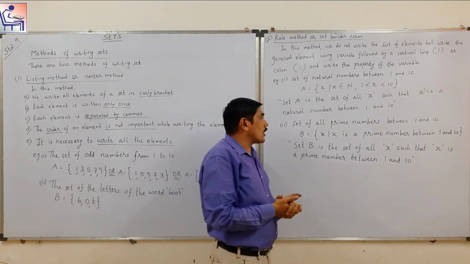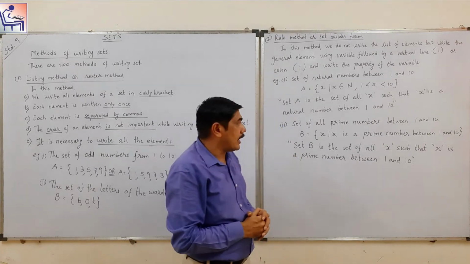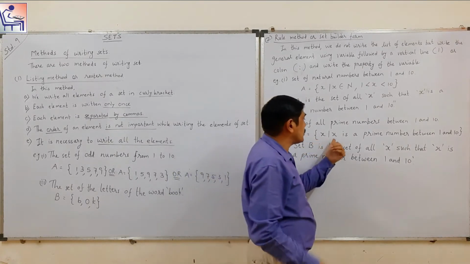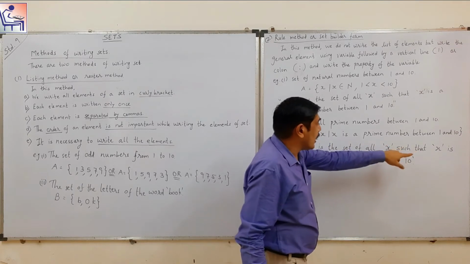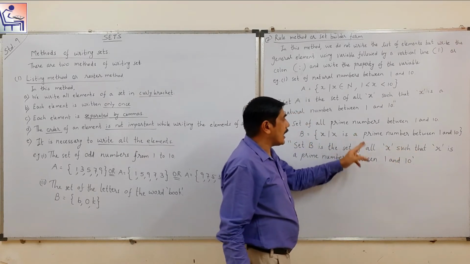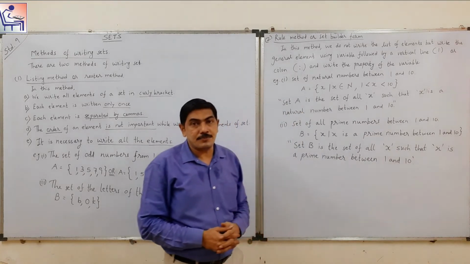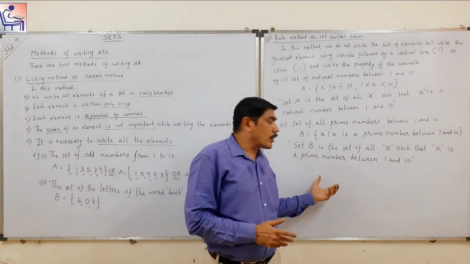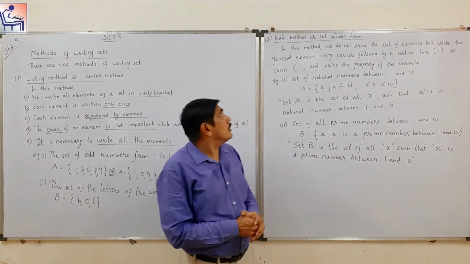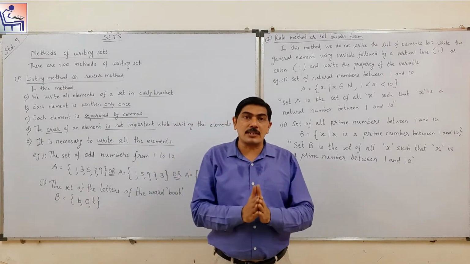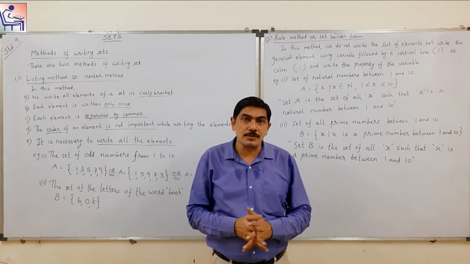The second, set of all prime numbers between 1 and 10. So here we can write B is the set of all x. Here you can read this such that x is a prime number between 1 and 10. So in this way you can write set builder or rule method. So there are 2 methods of sets which we have learned here.